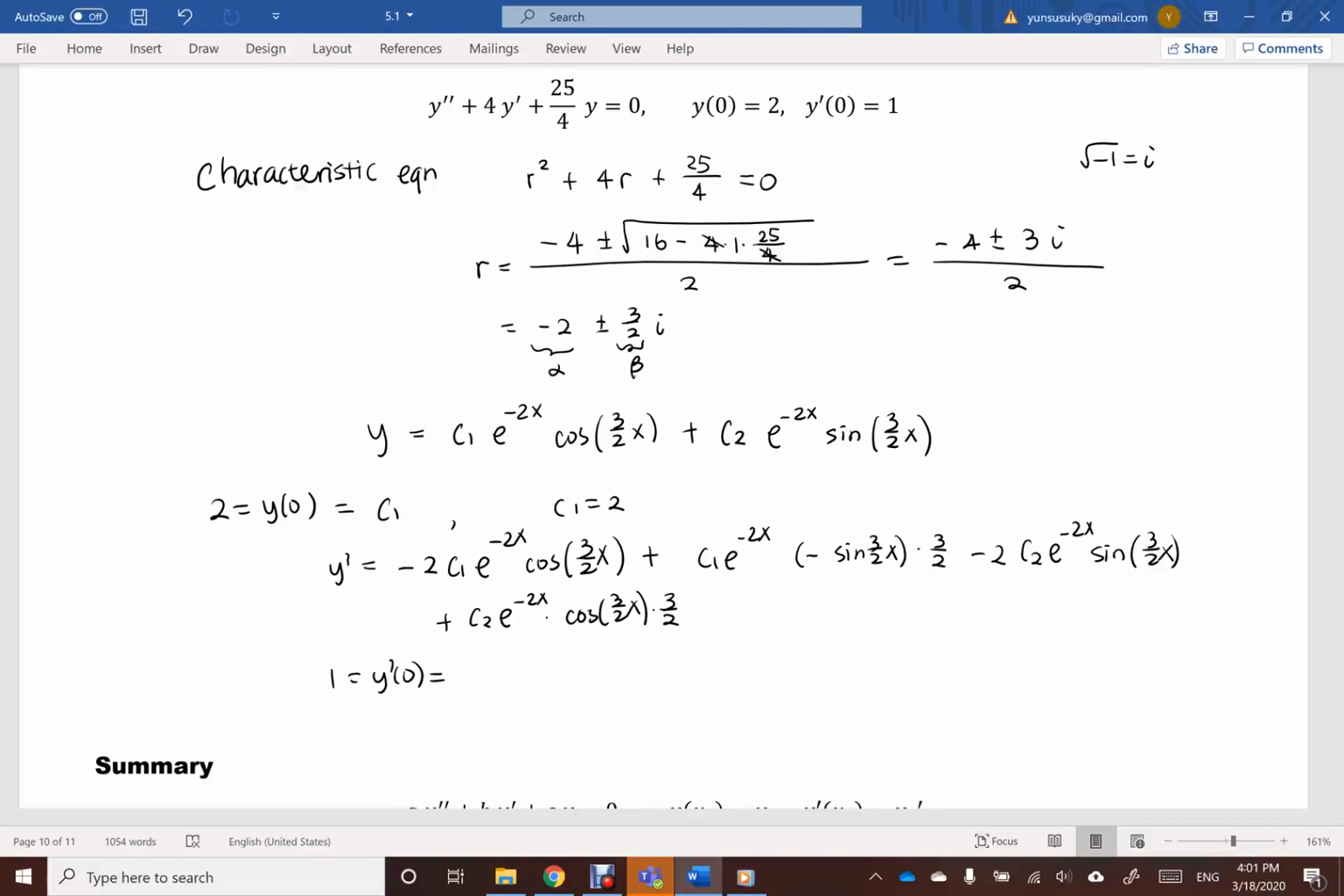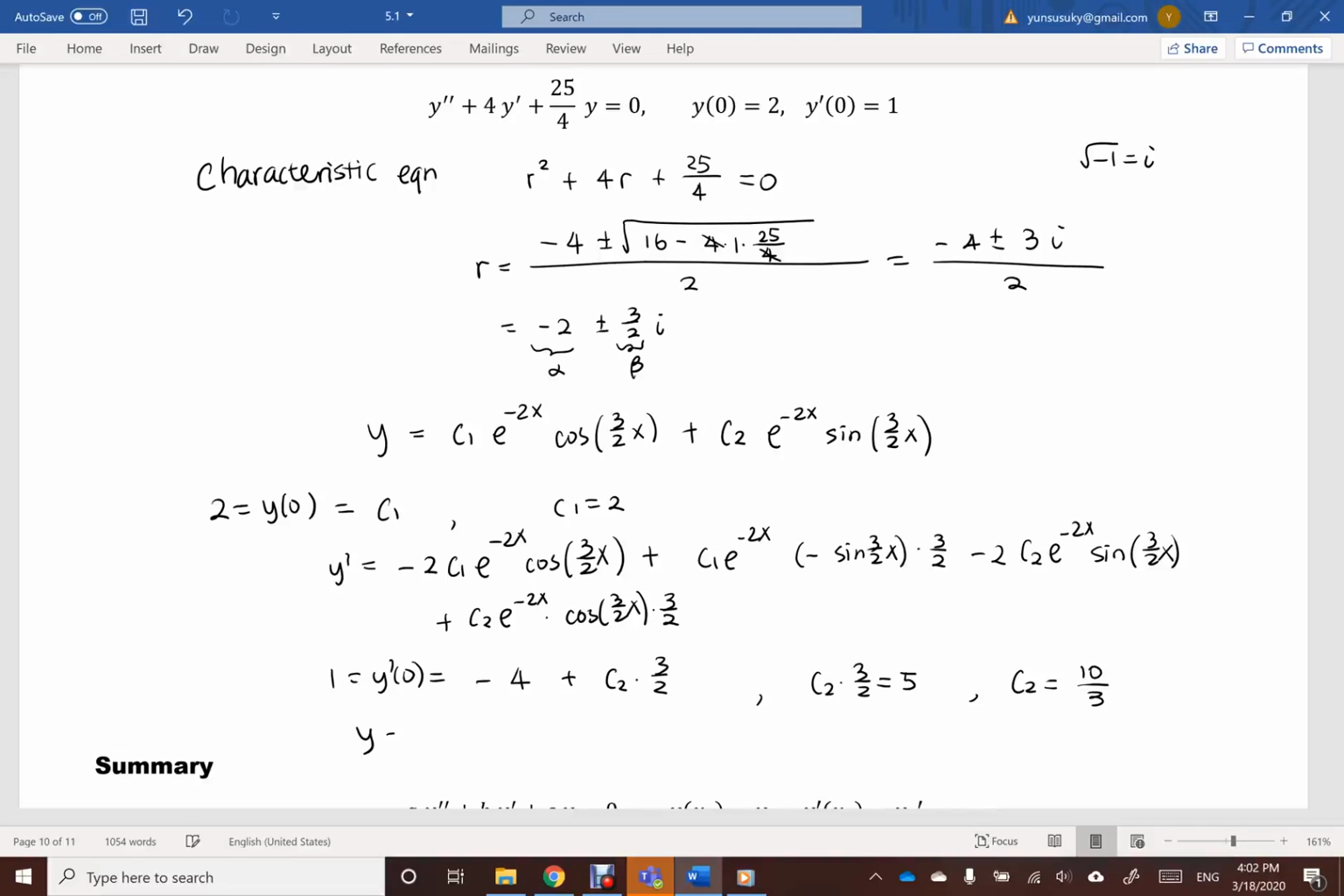Alright, so we know y prime of 0 is 1, and we know c1 is 2, okay? So 2 times 2 is 4, e to the 0 is 1, cosine 0 is 1. Sine, when you see sine, oh, so happy. The whole term is gone because sine of 0 is 0. Here, sine of 0 is 0, yay! And then the last term, we have c2, e to the 0 is 1, cosine 0 is 1, we have 3 over 2. Okay, so move the 4 over, we get c2 times 3 over 2 is 5. So c2 is 10 over 3. Do you get that?